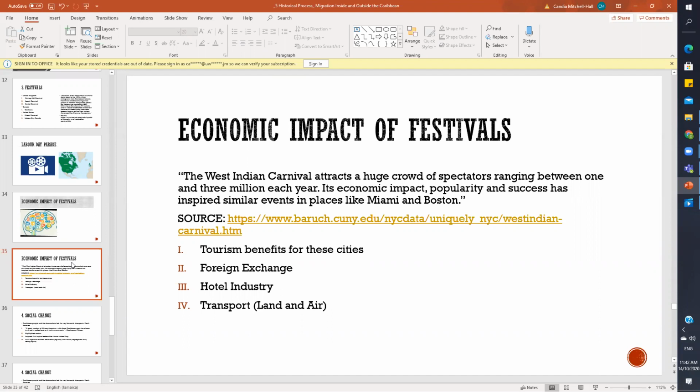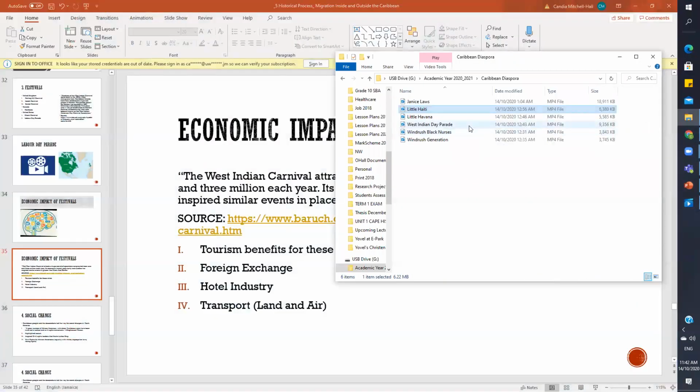The hotel industry, because once you have a Caribbean carnival taking place, the entire hotel industry will benefit from it. All the hotel rooms are going to be taken up. Land and air transportation, because once you're there, people are going to need taxis, and North American airlines are going to provide routes to these cities that the carnivals are held in. And I'm going to show you a Labor Day parade from, I believe, 2019 or 2018.